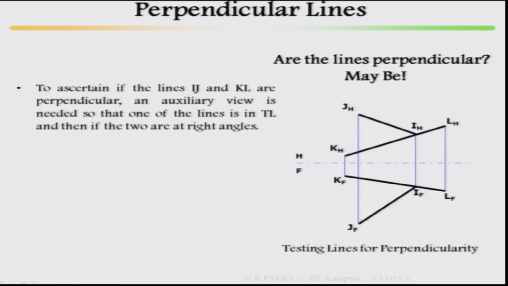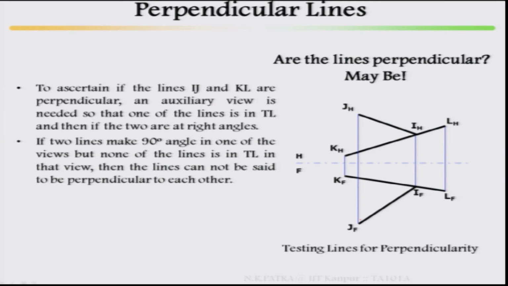Then if the two are at right angles, you have to take an auxiliary view, then one of the lines should be true length, then both are perpendicular. Then you check whether both are at right angles to each other or not. If two lines make 90° in one of the views, but none of the lines is in true length in that view, then lines cannot be said to be perpendicular to each other. That means one of the lines has to be in true length.